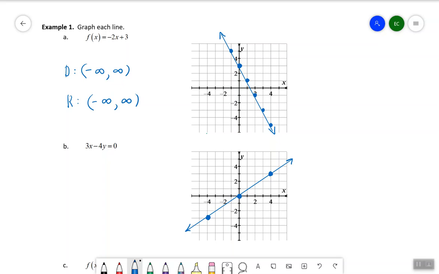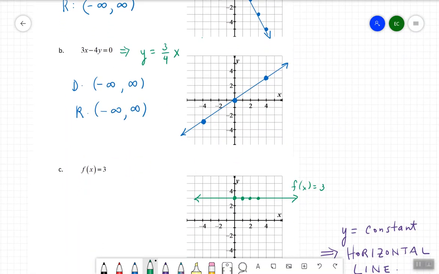Okay, in example 1b, the answers would be the same for the same reasons. Negative infinity to infinity for the domain and the range. And it might be helpful if we knew that the equation could be rewritten as positive 3/4 x is equal to y. We did that in the previous video.